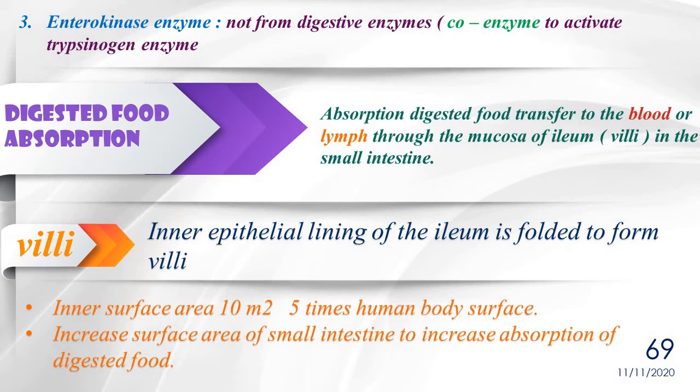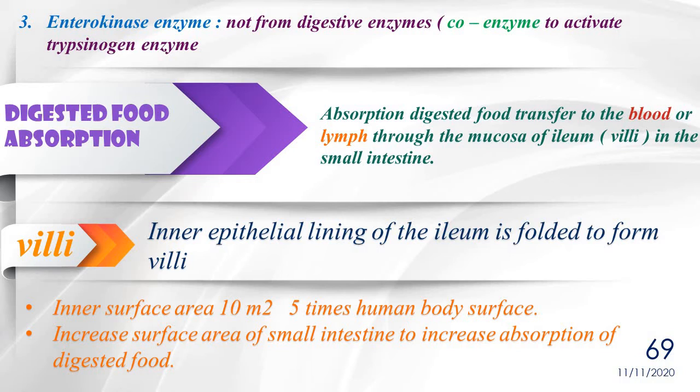Absorption also occurs inside the small intestine. How is the digested food absorbed, and absorbed to where? It is absorbed to the blood or lymph. What's the lymph? It is the other way for the food to transfer. Through the mucosa of the ileum, which has villi. Villi are the way the food can be absorbed, with two ways here, maybe the blood way or the lymph way. So villi are the inner epithelial lining of the ileum.